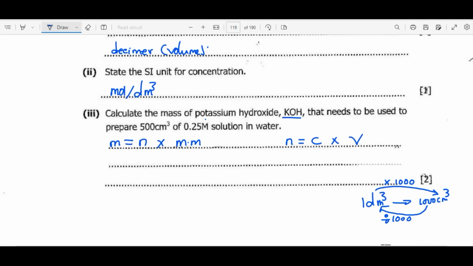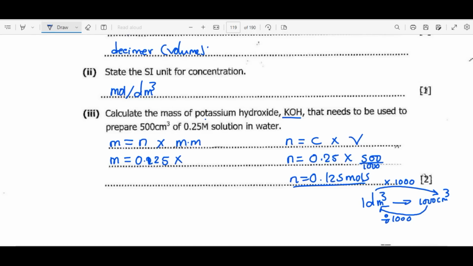So let's proceed. We have number of moles is equal to concentration is 0.25 times the volume is 500 over 1000, so that we change. So 500 divided by 1000 is 0.5, so 0.5 times 0.25, I'm getting 0.125 moles as my final answer. Then I can proceed by mass is equal to, the number of moles is 0.125 times then we need the molar mass.